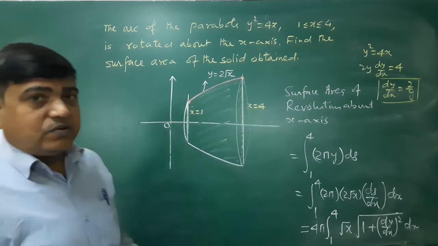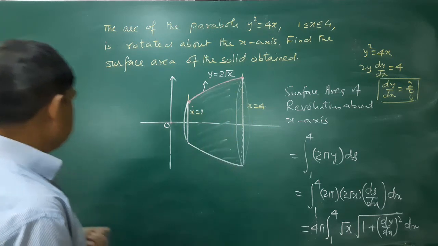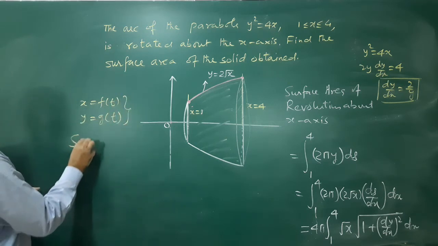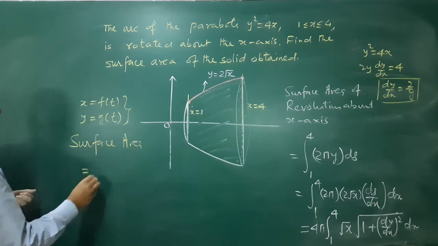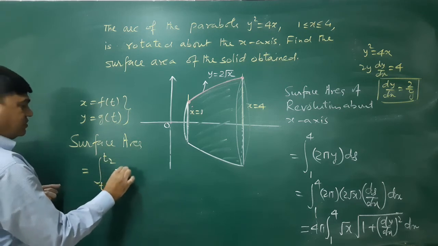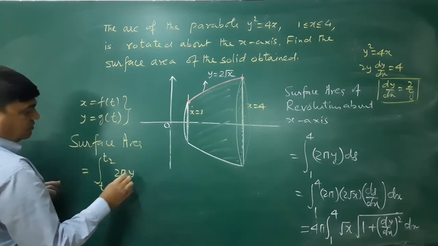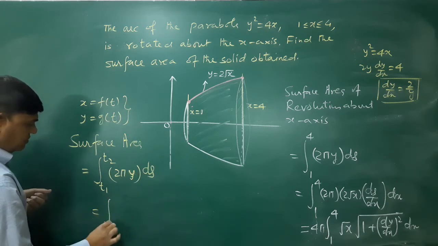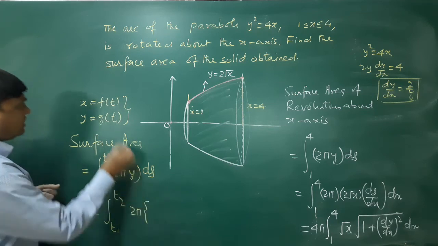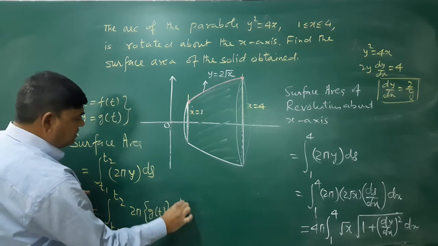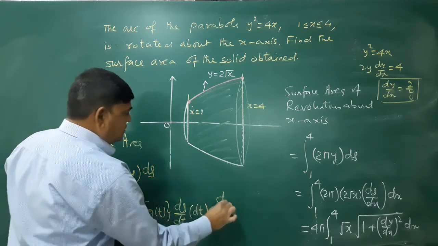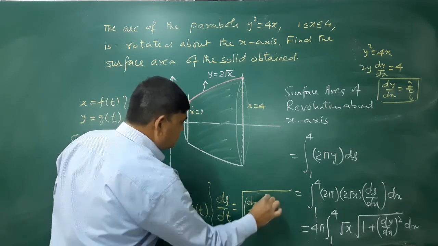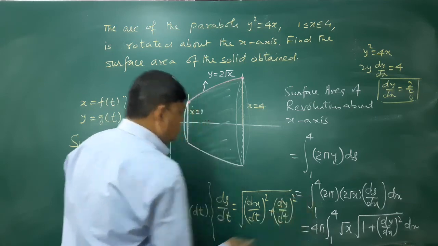If it is with respect to y, then you know the formula. And if it is with respect to a parameter t, where x is a function of t and y is a function of t, then the surface area is given by t1 to t2, 2 pi, radius, that is 2 pi y, where instead of y we write the function of t, and ds by dt dt, and ds by dt is under root of dx upon dt whole square plus dy by dt whole square. This is the way.